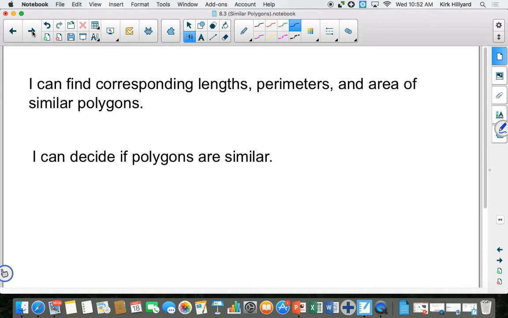Two things that you should be able to get out of today: you can find corresponding lengths, perimeters, and areas of similar polygons. We're talking about triangles, pentagons, hexagons, whatever we have. And then also, by the end of today's lesson, you should be able to decide if polygons are similar. The symbol for similar is a squiggly line like that. So I could say triangle ABC is similar to triangle DEF, and that's the symbol that we use for similar.